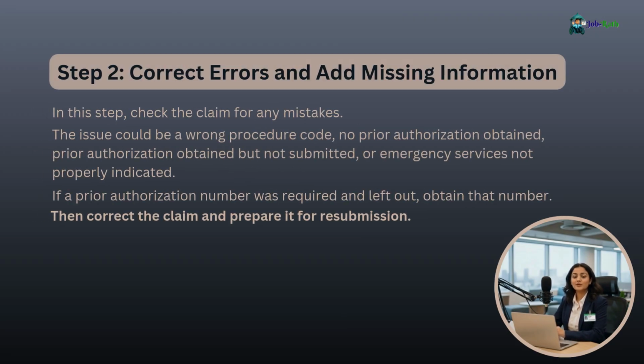Step 2. Correct errors and add missing information. In this step, check the claim for any mistakes. The issue could be a wrong procedure code, no prior authorization obtained, prior authorization obtained but not submitted, or emergency services not properly indicated. If a prior authorization number was required and left out, obtain that number, then correct the claim and prepare it for resubmission.